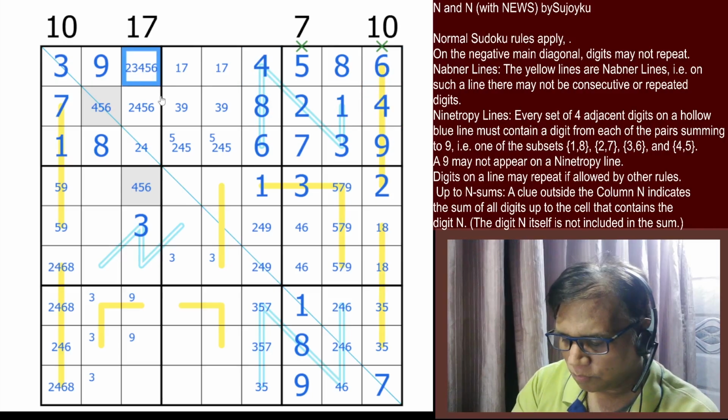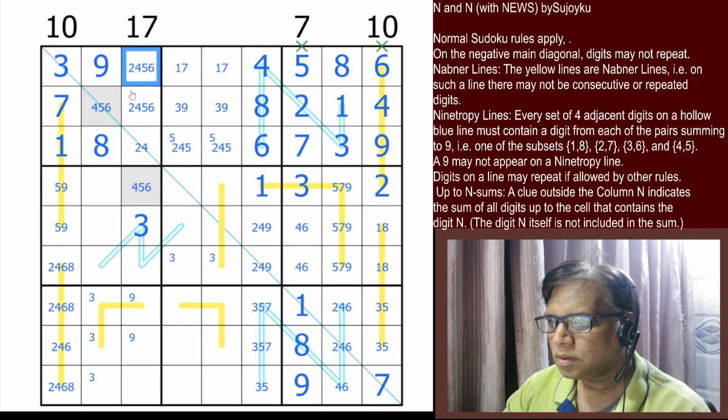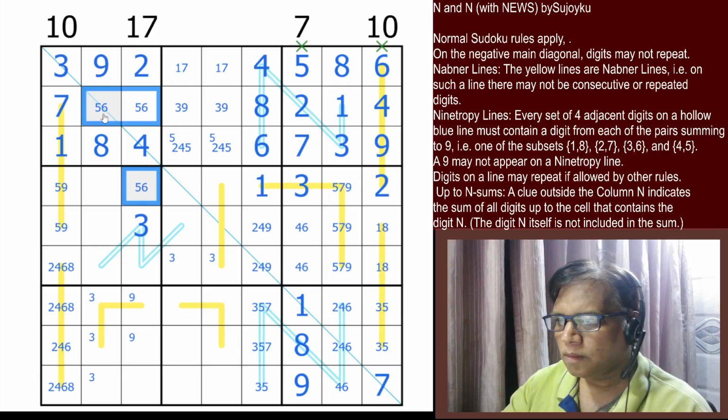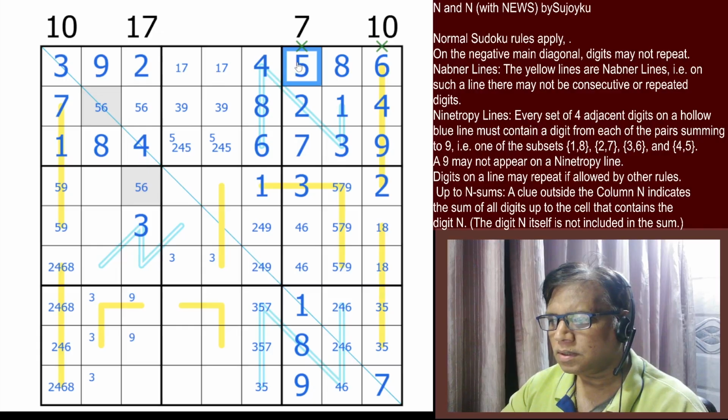That's not 4 or... Sorry, what have I done? Let me undo that. So that's not 4, 5, 6. That's not 2 directly. That's not 2. Oh, that's 4. None of that's 4. 5, 6, 5, 6, 2, 5, 6, 1, 5, 6, 2. That's it. That's how reduction is done.